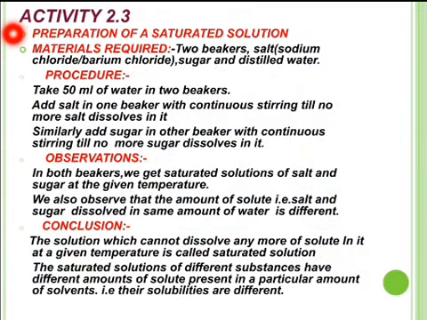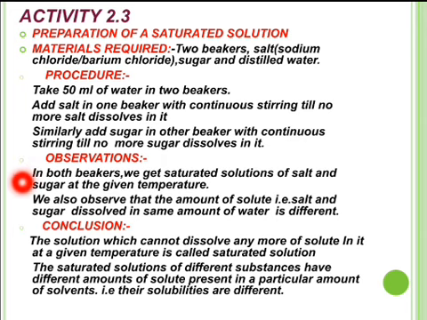Now let us perform an activity to prepare saturated solution. The materials required for this activity are 2 beakers, salt, sodium chloride or barium chloride, sugar and distilled water. Procedure: take 50 ml of water in 2 beakers, add salt in 1 beaker with continuous stirring, means keep on dissolving with the help of a glass rod till no more salt dissolves in it. Similarly, add sugar in the other beaker with continuous stirring till no more sugar dissolves in it.